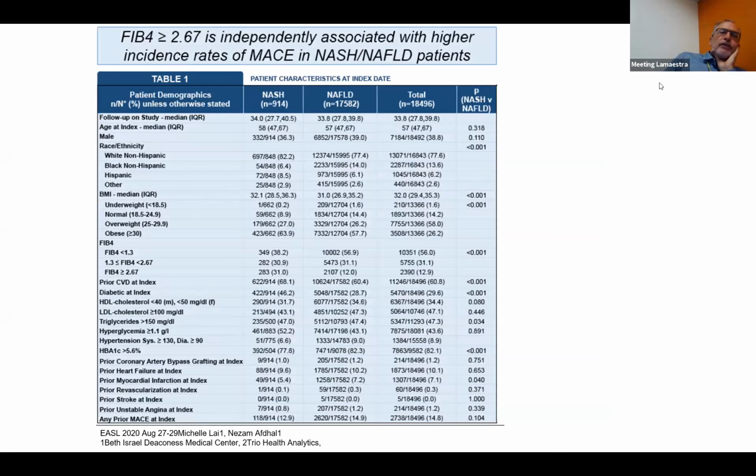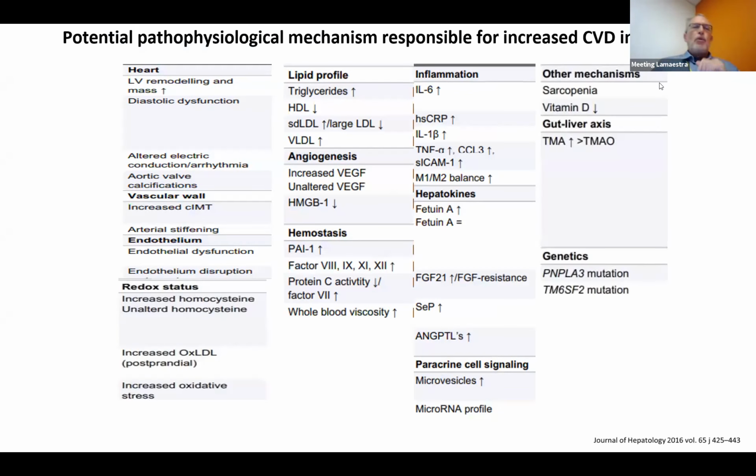On every one of our patients, we calculate a FIB4. A FIB4 greater than 2.67 is independently associated with higher incidence of MACE in NASH and NAFLD groups. What is happening in these patients as they have progressive fatty liver disease is that the left ventricle undergoes remodeling, becomes more stiff, with more diastolic dysfunction. So just a simple echo can tell you a lot about extrahepatic disease.